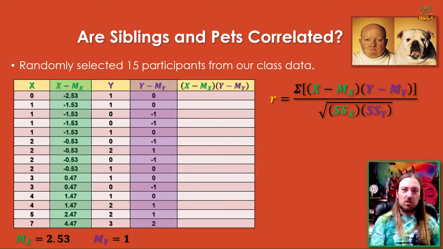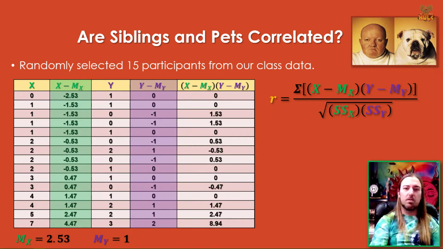So use these tips, use these tricks to avoid those sorts of problems. Then, once you're good, multiply the negative 2.53 times the 0, negative 1.53 times the 0, and so on and so forth until you get this fully fleshed out column of products, right? The x minus the mean of x times y minus the mean of y. Easy. What's the next step according to that equation? We have to sum them together.